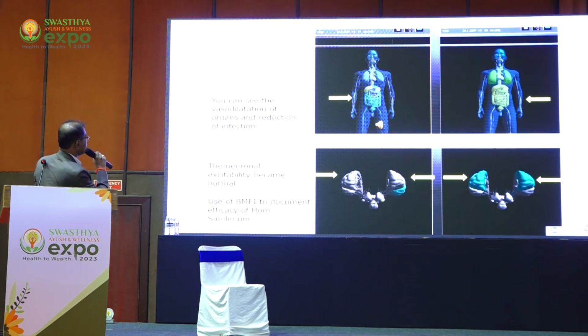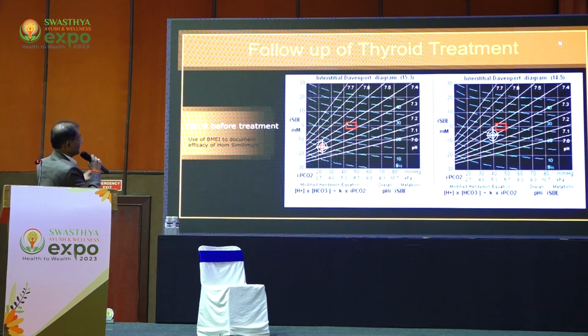Then effect of antibiotic therapy, we have done some control studies also. So antibiotic studies and homeopathic. You can see the vasodilatation of the organ and reduction in the infection, effects of antidepressants. Now this is used in interstitial spaces. The machine works on the interstitial spaces. And I will tell you after, in the next slide.